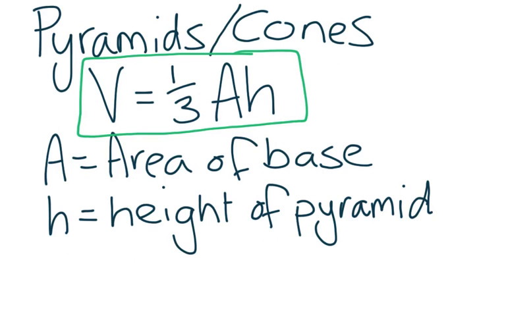Now pyramids and cones have the same basic formula. There's just one part of it that changes. So the standard formula is 1/3 times the area of the base times the height of the pyramid. It's important that that height is the perpendicular height from the top of the pyramid to the middle of the base. If you're not given that height, you'll need to find it, and we will do an example like that. Now the reason that it is 1/3 A times H is because it's 1/3 of the rectangular prism, or the prism, that surrounds it.